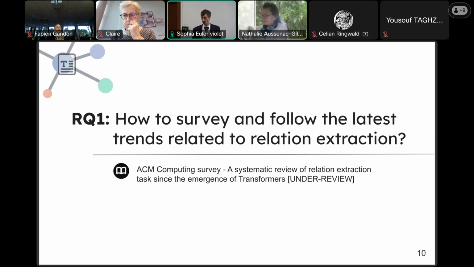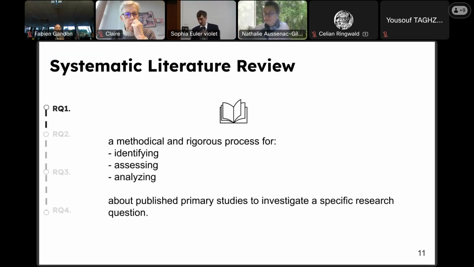This first work was published in ACM Computing Surveys, and it is still under review today. When I was faced with my topic, I first began my research by conducting a systematic literature review. A systematic literature review is a methodical and rigorous process for identifying, assessing, and analyzing the primary studies already published related to a given research question.